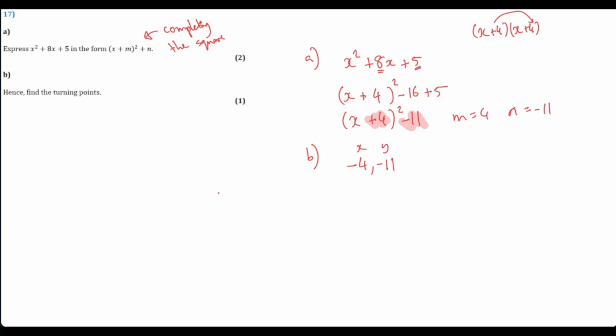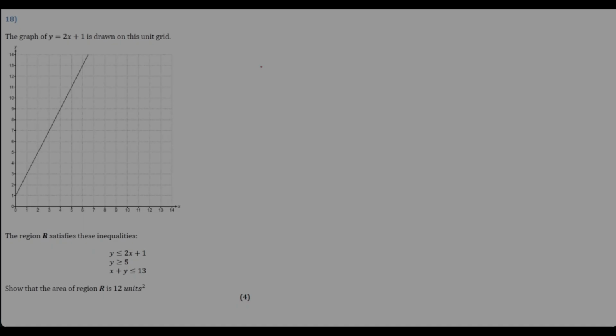Okay, so essentially what it's saying is that if we have an axis here, minus 4, minus 11, and this is a positive quadratic, it will go through something like this, where the intersection is 5, and as you can see, the turning point which we've worked out is minus 4, minus 11. Question number 18.